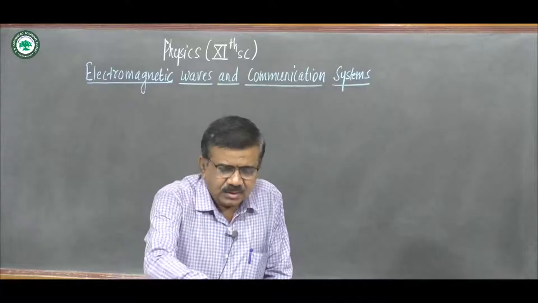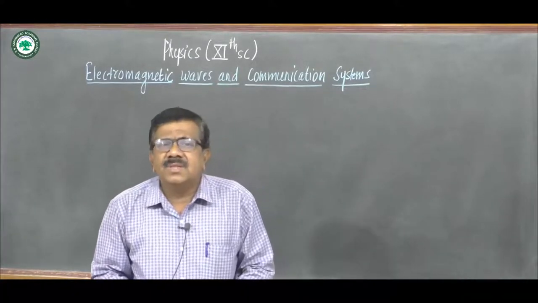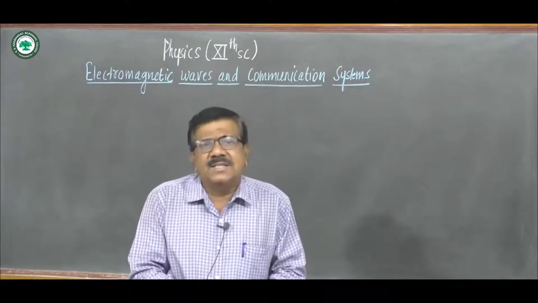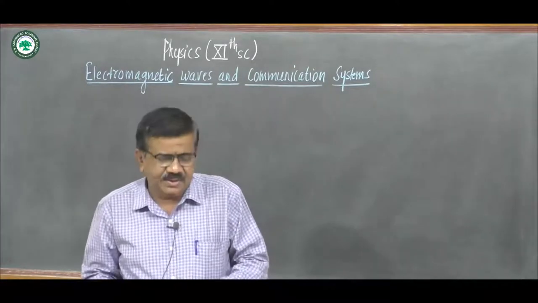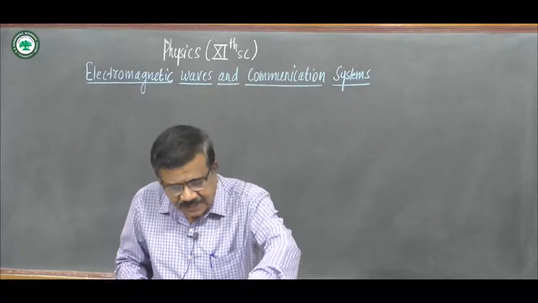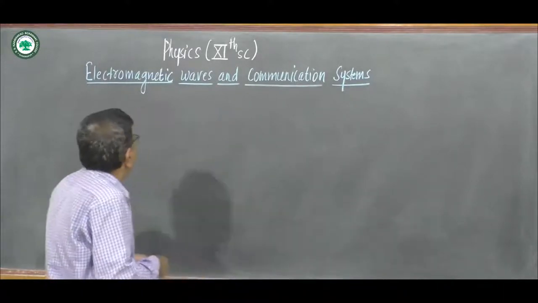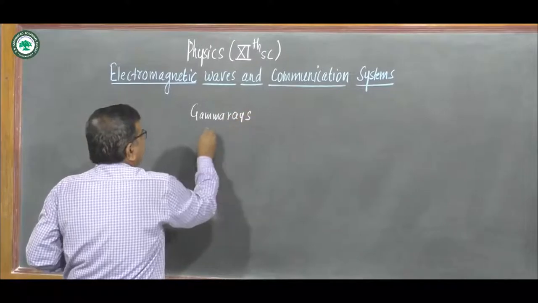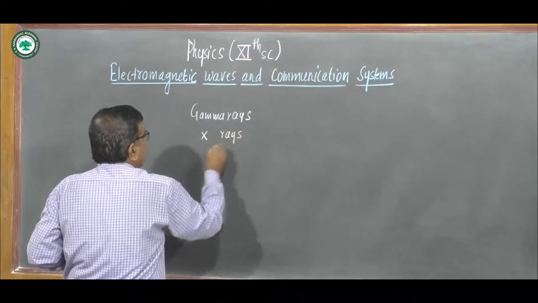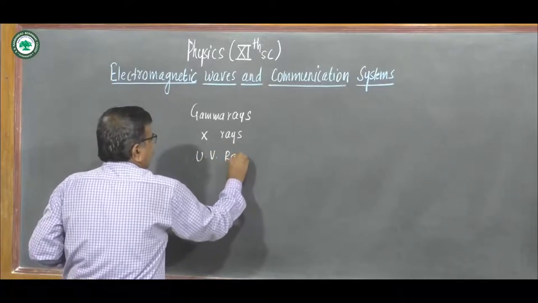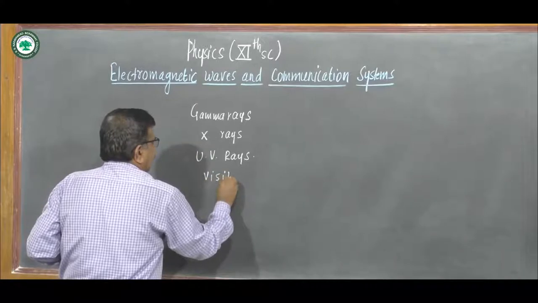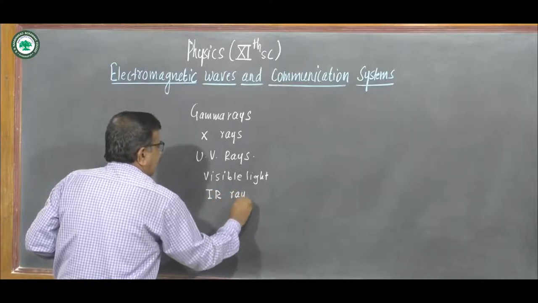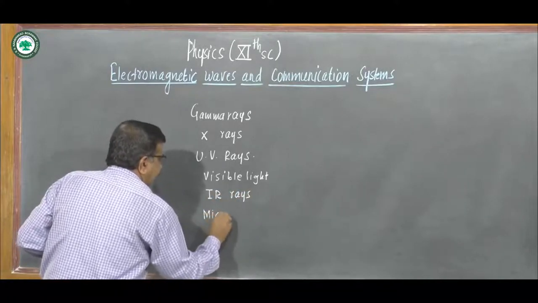You also know the electromagnetic spectrum. The sequential arrangement of electromagnetic waves according to their frequencies or wavelengths in the form of different groups having different properties is the electromagnetic spectrum. And this spectrum consists of gamma rays, X-rays, ultraviolet rays, visible light, infrared rays, microwaves and radio waves.